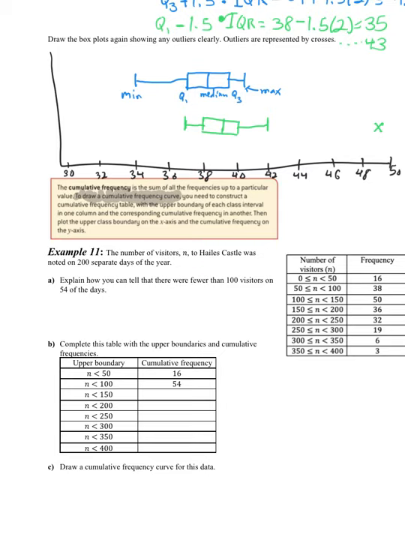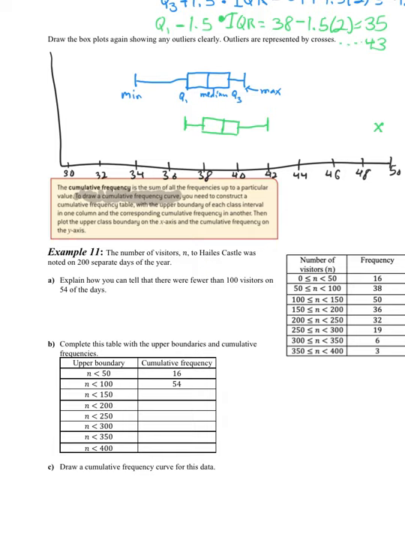Is there more than one outlier? Do you put more than one X? Yes, absolutely. So you're going to do X's for all the outliers. So anything that falls outside of that range when we do that calculation with the Q1 and the 1.5, you put X's for everything that's outside of that range. Great question.